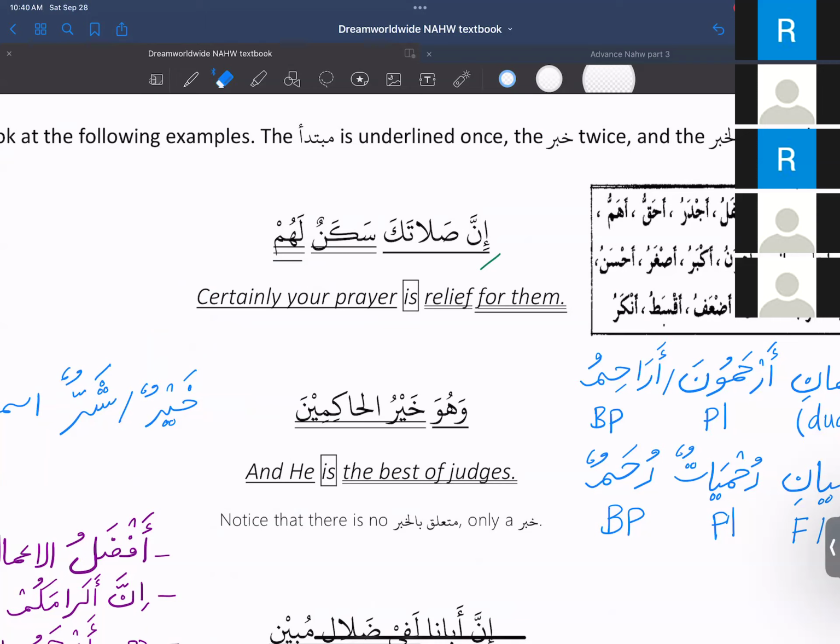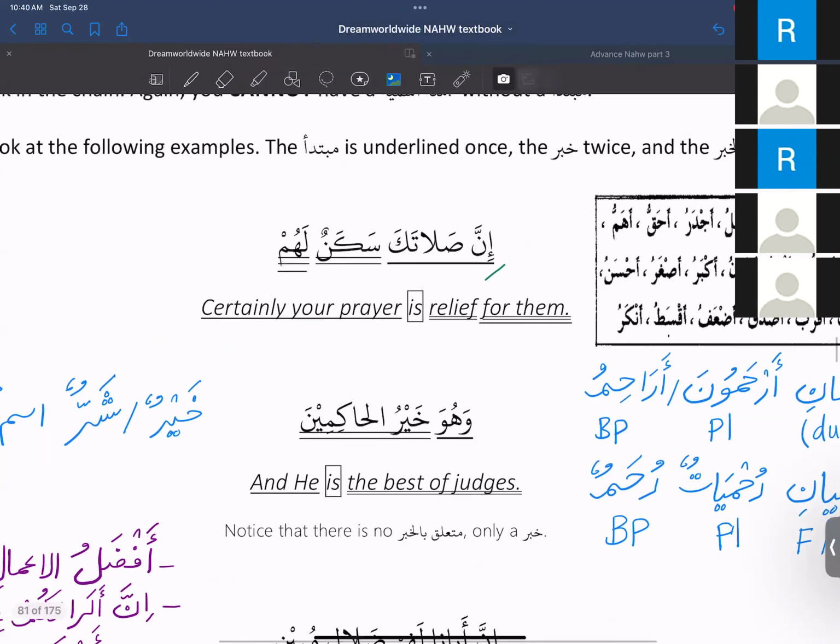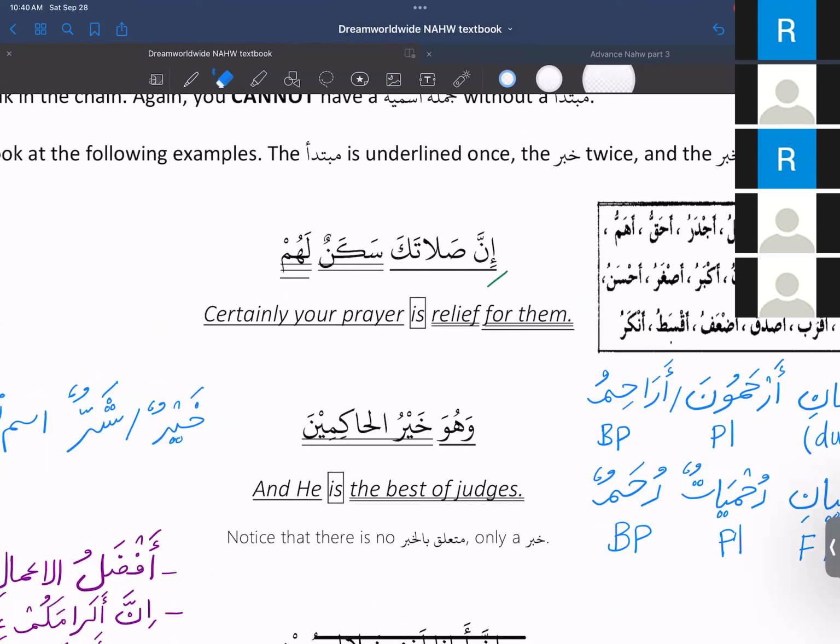Salataka, sakanun? No, it doesn't have. Exactly. And sakanun does not have any relation with lahum either. So by itself. But inna salataka, they are together, right? Yes, because inna is related to salata. Salata is the ism of it, and then salata and ka is a noun plus attached pronoun, an idafa fragment. So they are together.